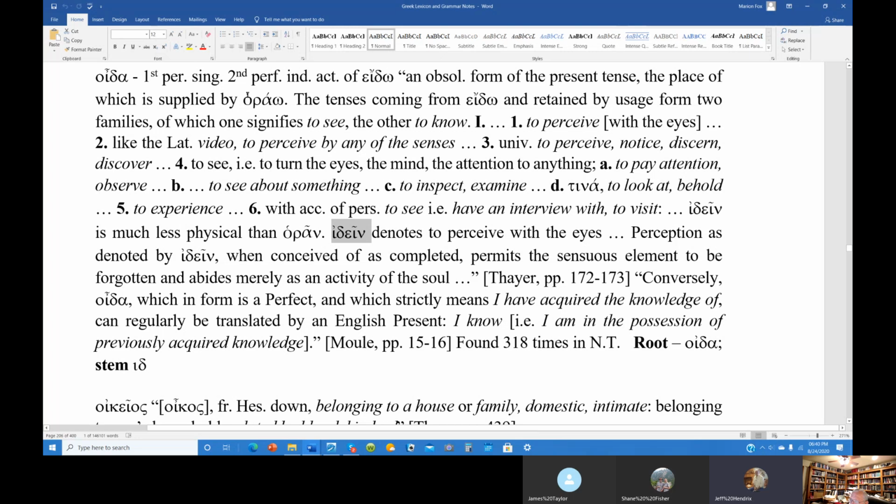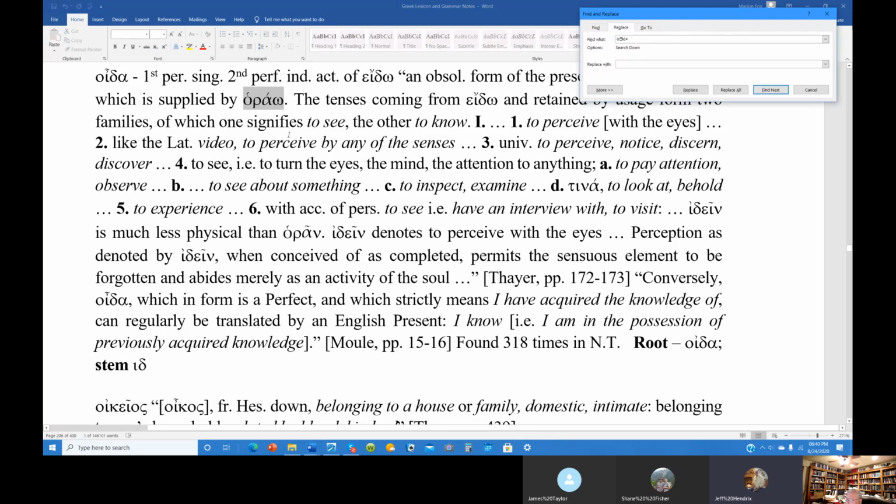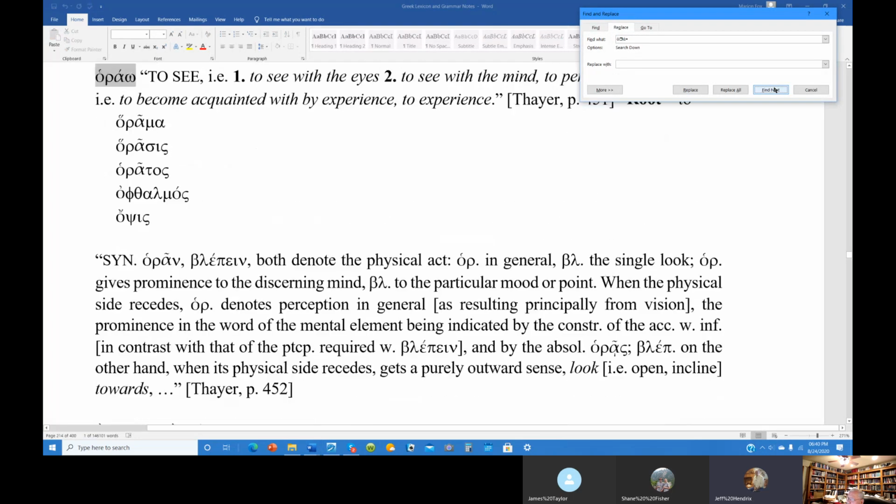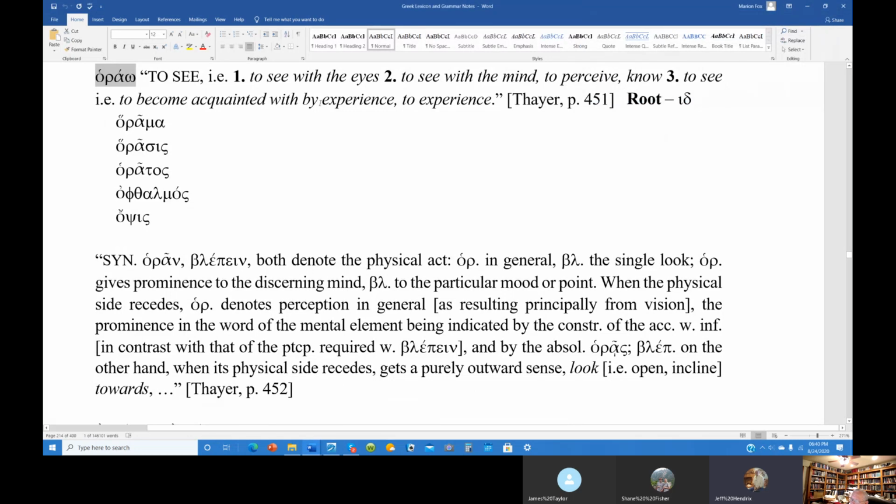All right. Let me come over here and we'll find horao. You can see a little bit about it. I'll put it in there and scan for it. There it is. That's to see with the eyes, with the mind. All right. And then Thayer tells us in a synonym form, we have also blepo. This is the infinitive, of course, from blepein. It's blepo. So he explains them a little bit more as well. Thayer does on page 42. You have all this information. Any questions there?